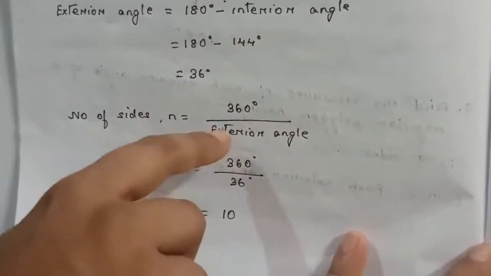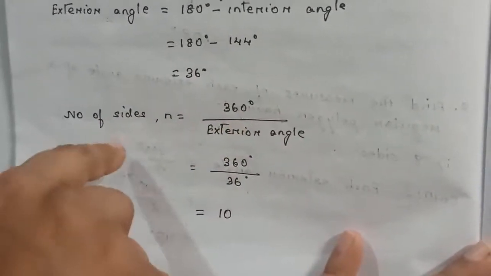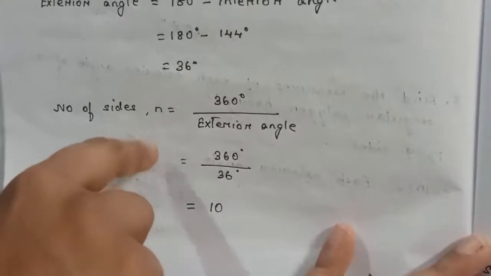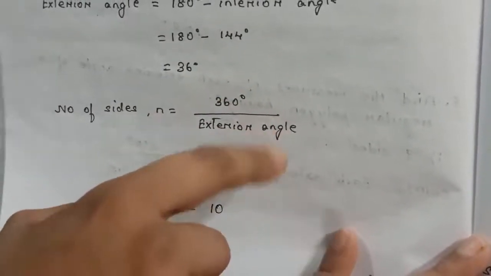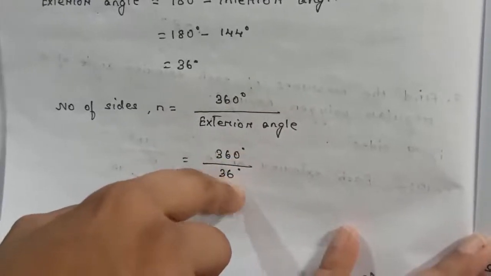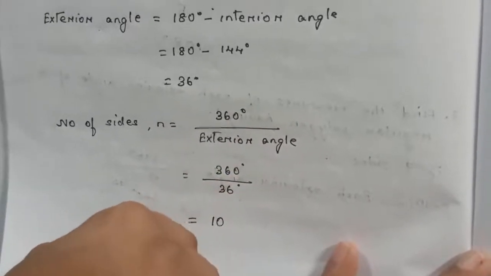Now since we have got the exterior angle, we can easily find out the number of sides. Number of sides n is equal to 360 degree divided by exterior angle. 360 degree divided by 36, so it is 10. So number of sides will be 10.